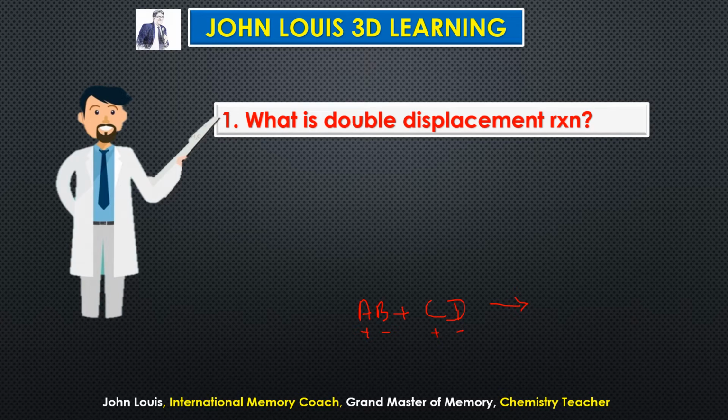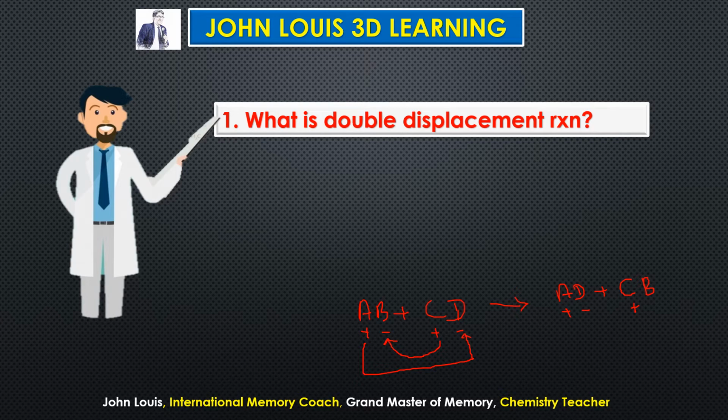So what is meant by double displacement reaction? The positive ion of the first compound will react with the negative ion of the second compound. So therefore you will get AD. That will be one of the products. The other product will be the positive ion of the second compound combining with the negative ion of the first compound. Therefore C should come first because the positive ion should always come first, and then the negative ion B. And in AD, A is positive and D is negative.